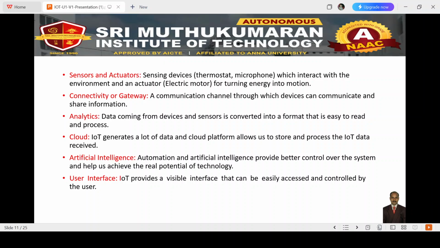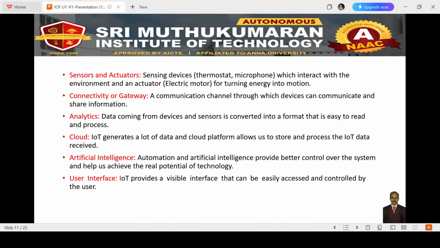Then the cloud part. IoT generates a lot of data, and the cloud platform allows us to store and process the IoT data received. So cloud means it can be accessed from anywhere. So the data can be stored and can be shared, accessed for future purposes.